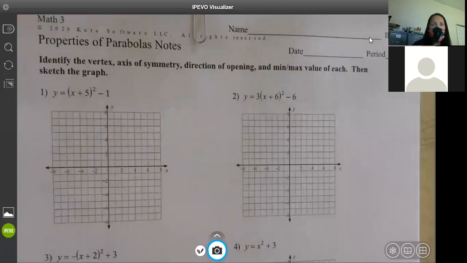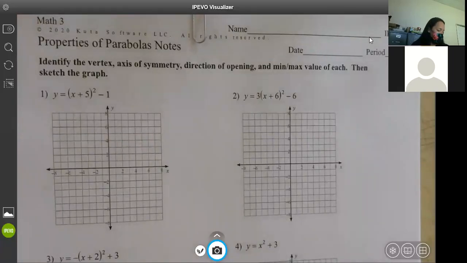All right, so our properties, we're going to identify the vertex, which we already know how to do. The axis of symmetry is easy, just from the vertex. The direction of the opening, we already know how to do. And the max and the min value of each is the vertex as well. So basically, we're practicing everything that we have. Some of these are already in vertex form and some of them are not, so you'll have to put some in vertex form.